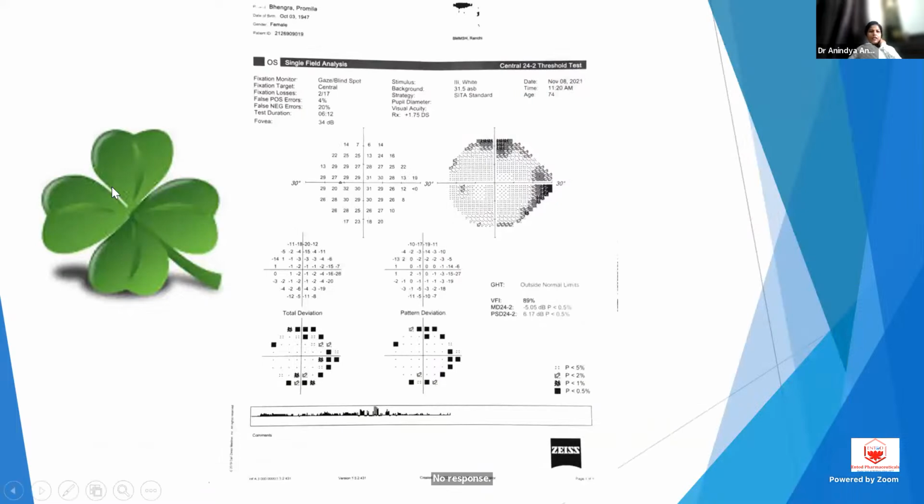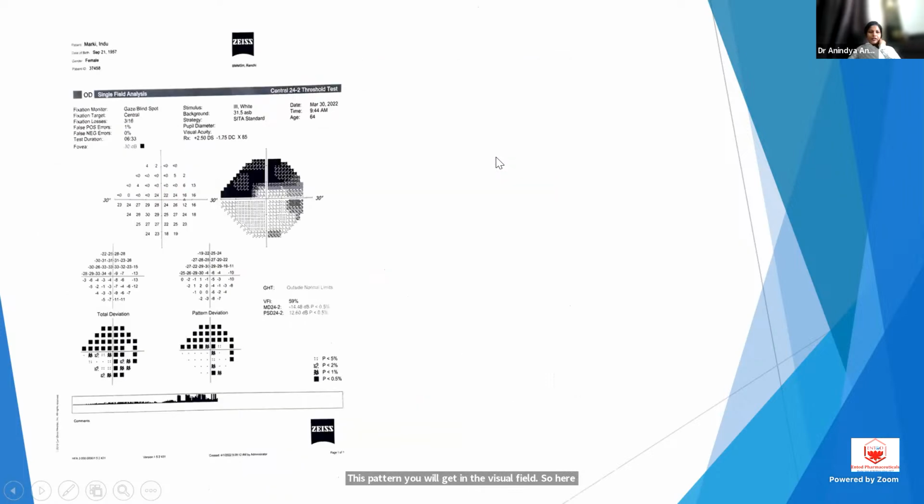Okay, so now you see here, this is the answer. This is a clover leaf, right? Just like this shape, this indentation, you will get here. So this is a false negative. False negative is associated with a clover leaf pattern. This pattern you will get in the visual field. Here you see false negative is 20%, so that is why you have got this shape, right?